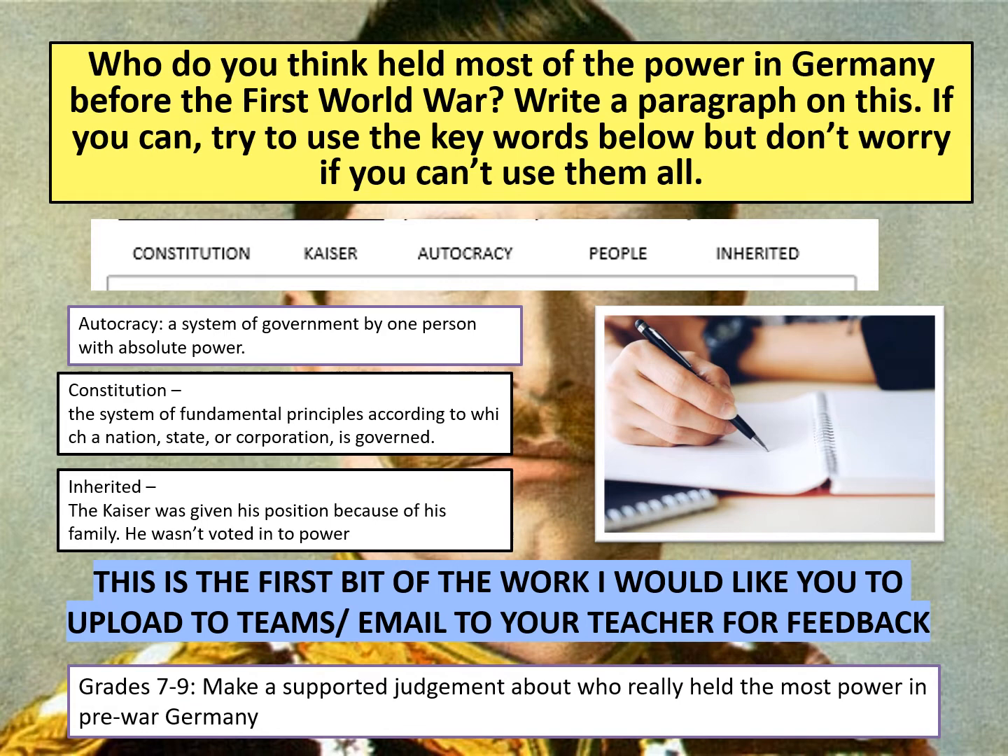Okay, so you've got your diagram of the Constitution. What we'd like you to do now is to write a paragraph about who you think held most of the power in Germany before the First World War. Now, we'd like you, if you can, to try and use some of the key words below. Fantastic if you can use all 5 of them. So we've got some words there: Constitution, Kaiser, autocracy, people, and inherited.